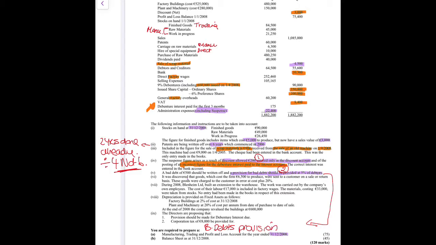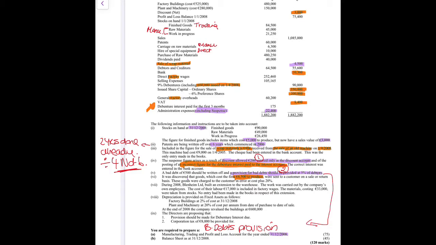Okay. Next is point 6. It was discovered that goods which cost the firm €6,500 to produce, okay? So they cost us €6,500 to produce, so that means that's the cost price. They were sent to a customer on a sale or return basis, which basically means we sent them a sample and we accidentally recorded it as a sale. So you need to undo the sale, okay? It was treated as a sale, so you need to undo your sales, undo your debtor and add it back into your stock. Okay, you didn't actually sell it, it's still your product. It's still your stock, you haven't sold it yet.